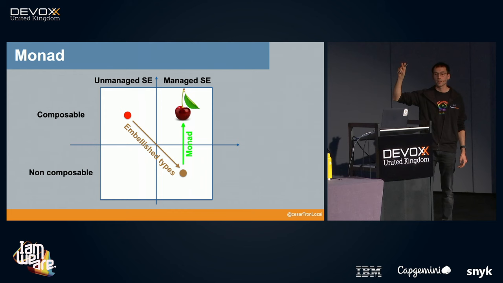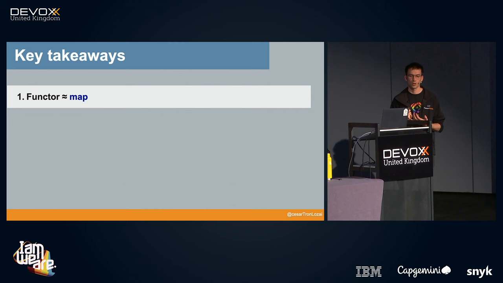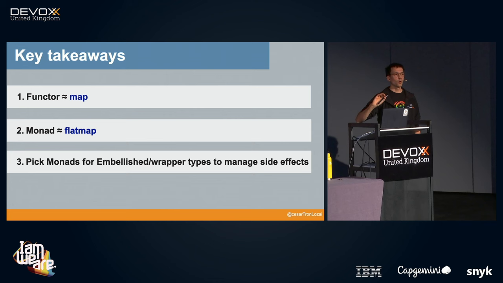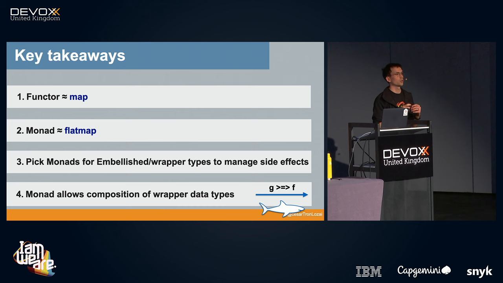So the key takeaways of this talk: remember, a functor is something that has map. Again, not 100% correct, but good enough. A monad is something that has flatMap. If you want to fix the partial function problem, you should pick your wrapper type to be a monad so that you can manage side effects. And then you can use monad and the fish operator to compose those wrapped types as if they were not there.